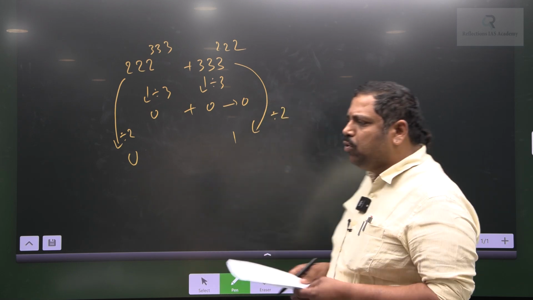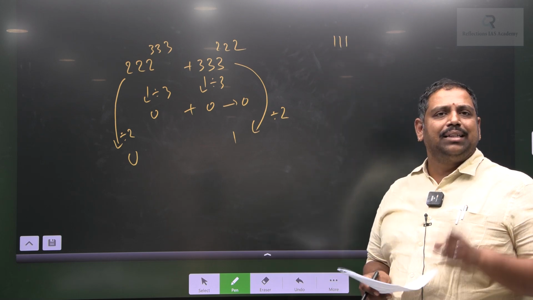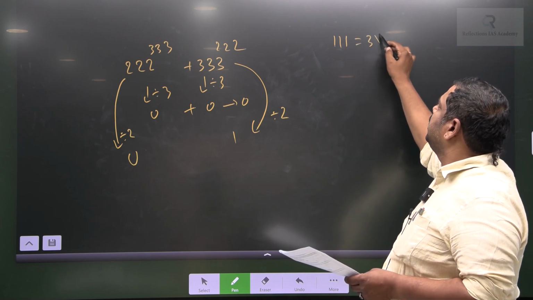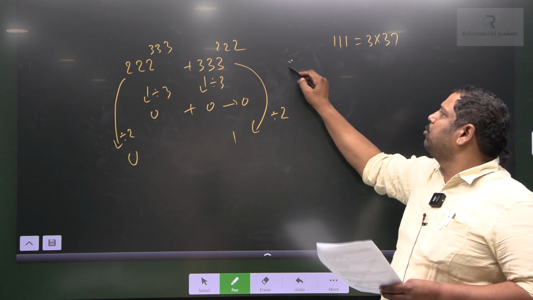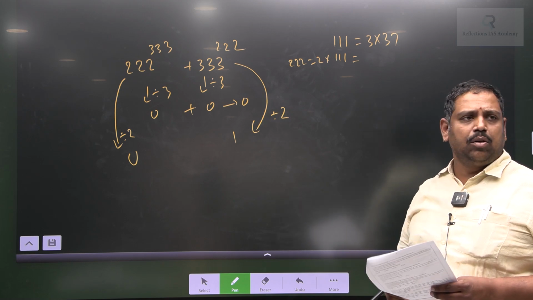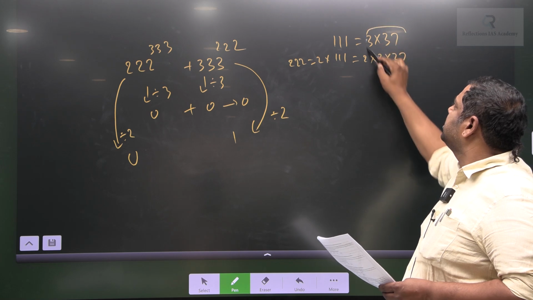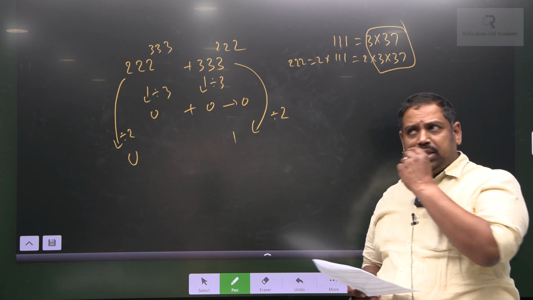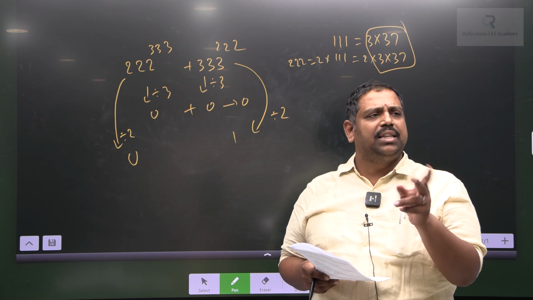If you have the knowledge, any triplet is divisible by 3 and 37. Because a triplet means 3 into 37 is equal to triple 1. Suppose you have triple 2, you can write it as 2 into triple 1, right? Yes or no? Means automatically it is divisible by 2 into 3 into 37. Because all triplets are divisible by 3 and 37. Got it? So triple 2 is a triplet, triple 3 is also a triplet. That means these two are divisible by 3 and 37.